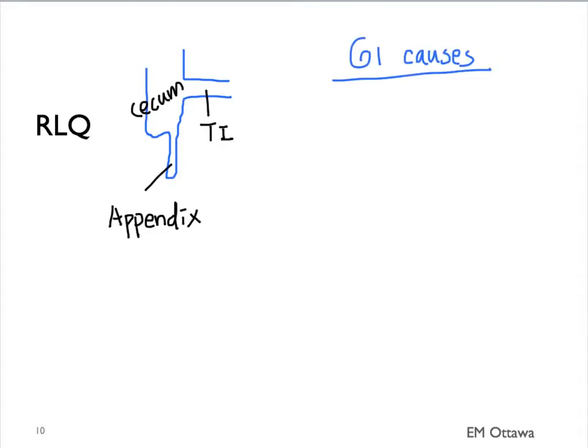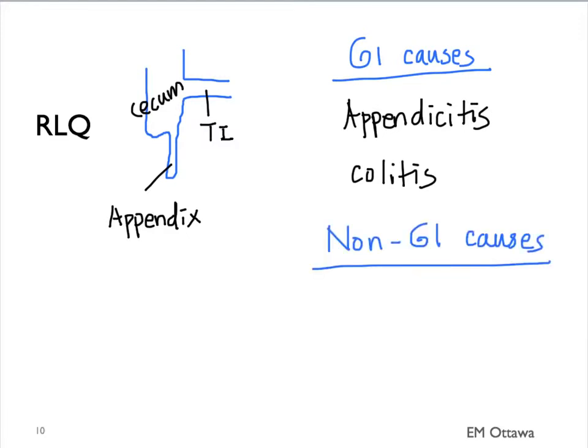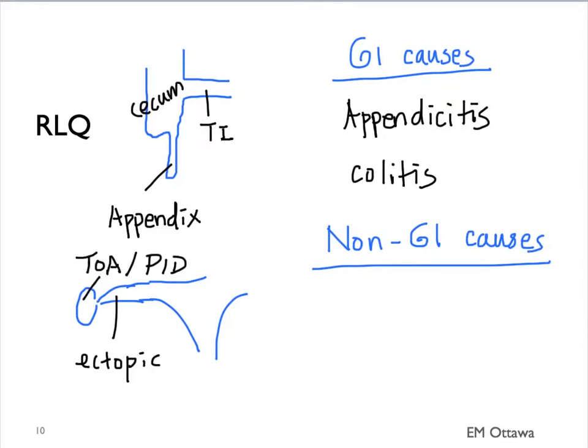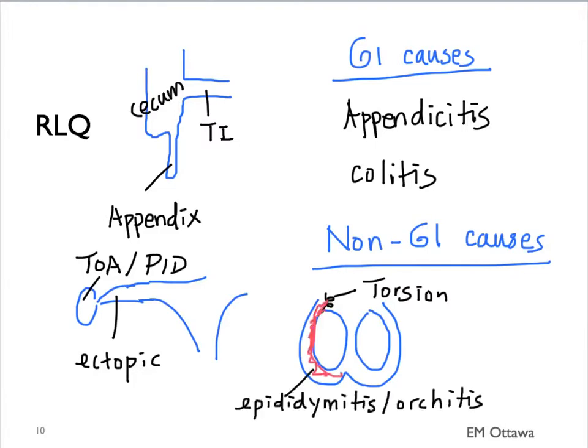What about the right lower quadrant? What lives there? Terminal ileum, cecum, and the appendix. The main GI cause is appendicitis. It can also include colitis. What about non-GI causes? What can refer pain to the right lower quadrant? The gynecological tract can refer pain to the right lower quadrant. Therefore, ectopic pregnancy, pelvic inflammatory disease, and tubo-ovarian abscess can refer pain to the right lower quadrant. In males, testicular disorders can also refer pain to the right lower quadrant. That includes torsion, epididymitis, and orchitis.